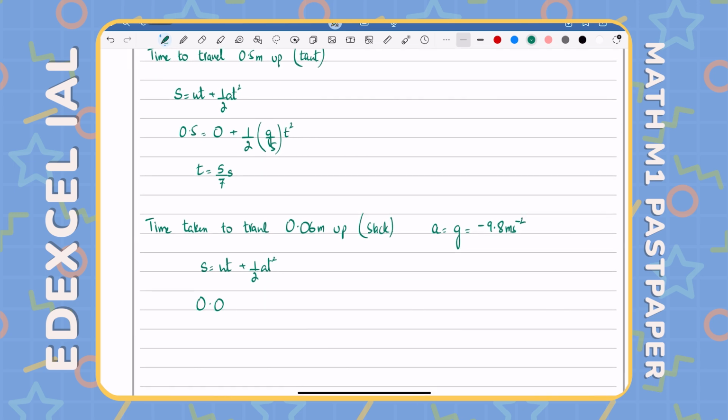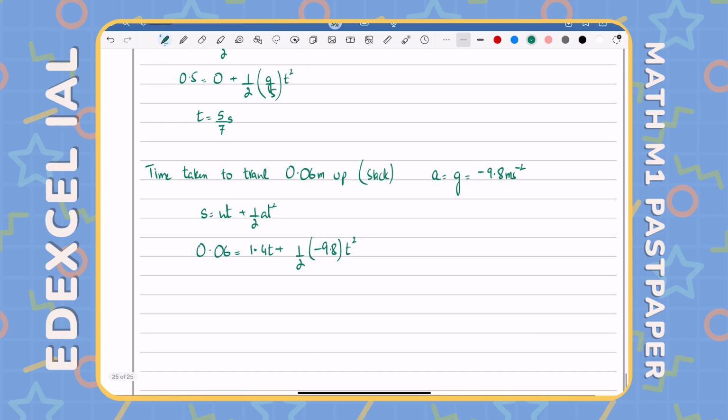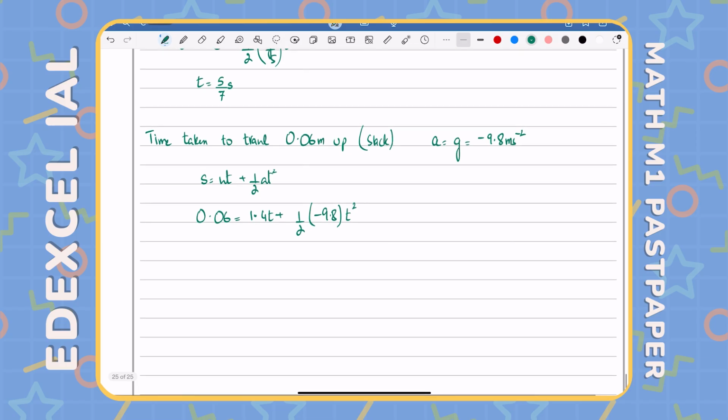The distance is 0.06. The initial velocity of A will be the final velocity of B just before it hit the ground, plus 1 upon 2 into minus 9.8 t squared. Now, I'm going to save you a bit of time, and I will give you the equation that we get after simplifying. So after simplifying, the equation looks like this: 4.9 t squared minus 1.4 t plus 0.06 equals 0.